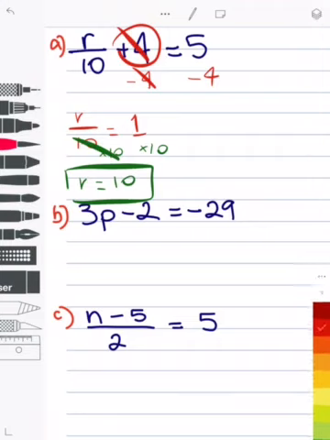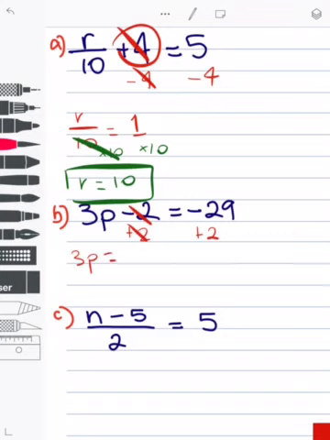Let's do example number 2, or B. I'm going to leave 3p to last. I'm going to touch the minus 2 first. Opposite of minus 2 is plus 2. I'm going to add 2 on both sides. I'm left with 3p equals minus 29 plus 2, which equals minus 27.